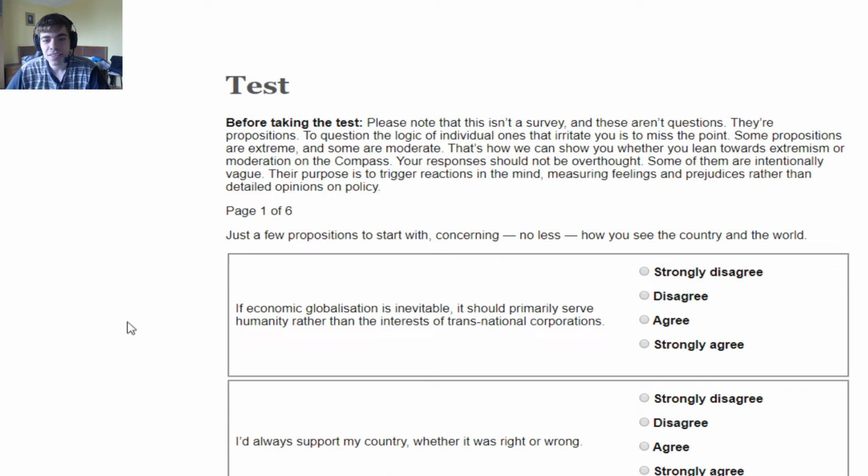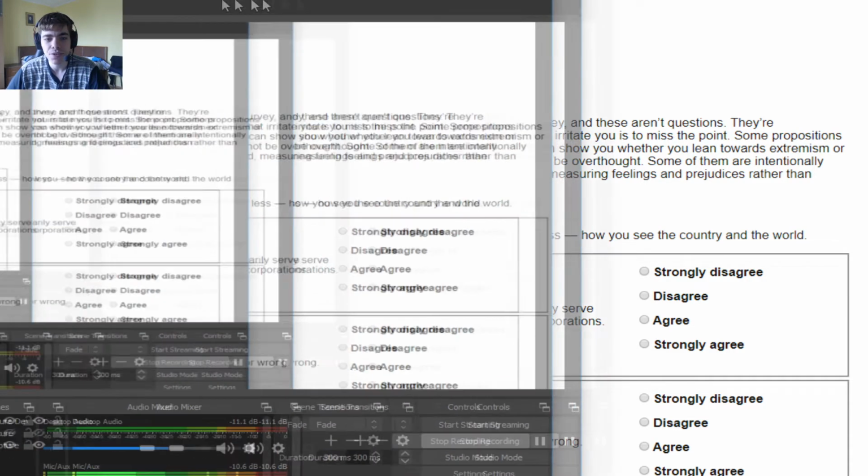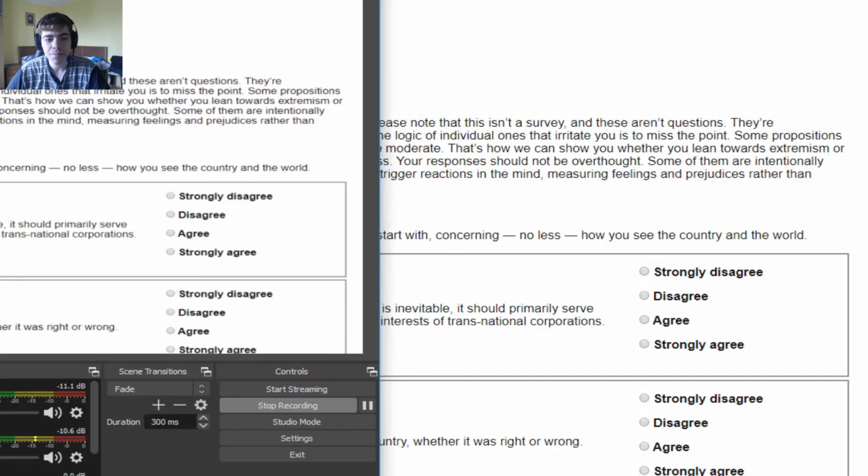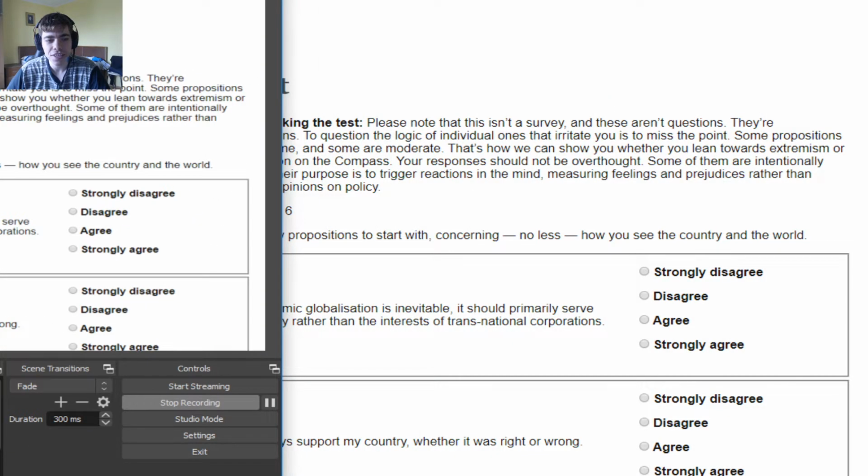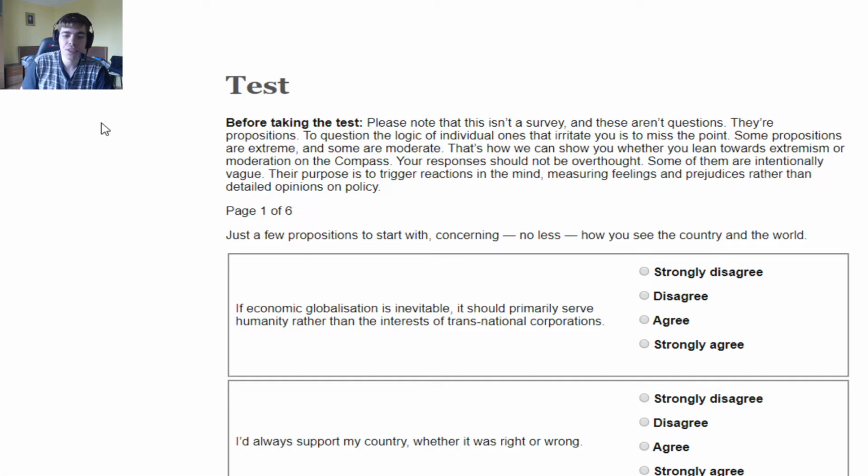It says there actually aren't questions, there are statements, and you have to say whether you agree with them or don't agree with them. Sorry if I'm putting this in front of you. I'm just checking if you can see things properly. And based on your agreement or disagreement on these issues or topics, it will place you on the political compass.